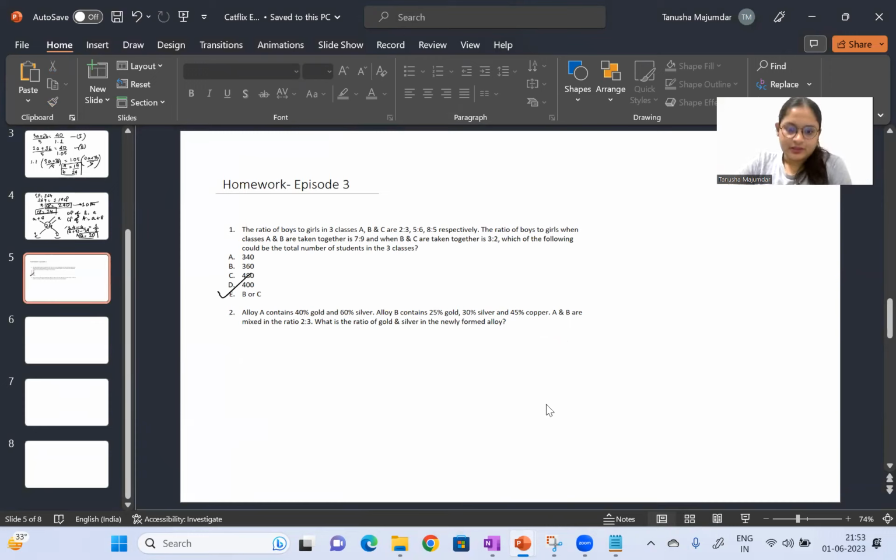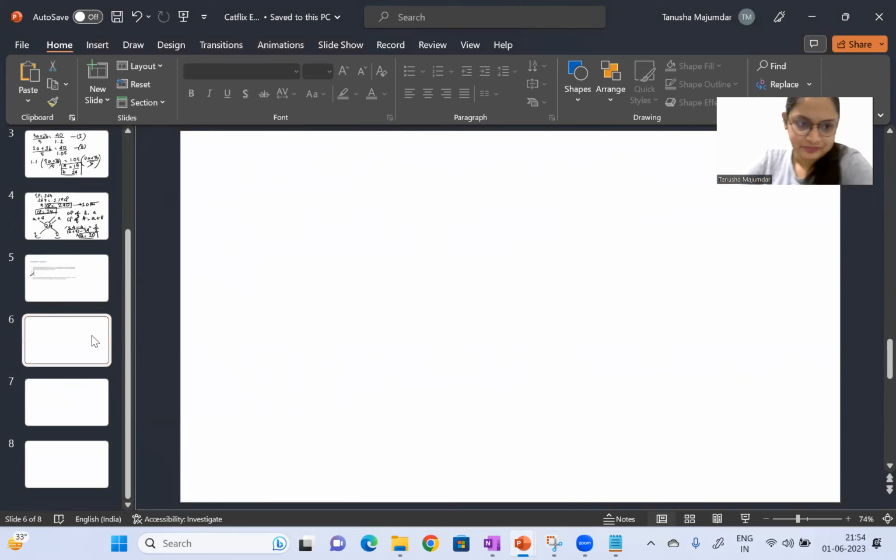Okay. Now next, what we have is question number 2. So alloy A contains 40% gold and 60% silver. Alloy B contains 25% gold, 30% silver and 45% copper. And A and B are mixed in the ratio of 2:3. So what is the ratio of gold and silver in the newly formed alloy? We do this here itself.